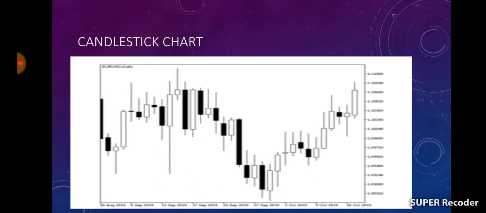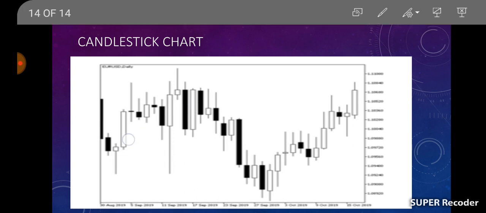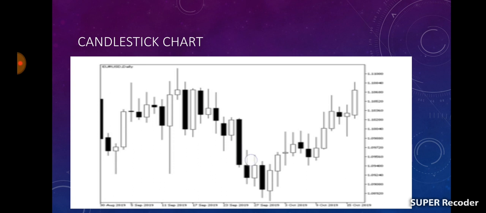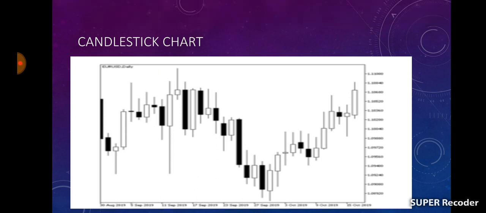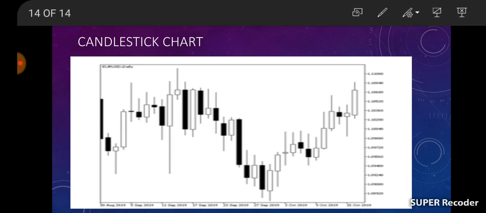Looking at this graph, you can understand that there is an overall increasing tendency in the price, then the price decreased, again the price increased, and we can identify each day's price variations by looking at the color of the real body as well as the length of the shadows, upper shadows and lower shadows.